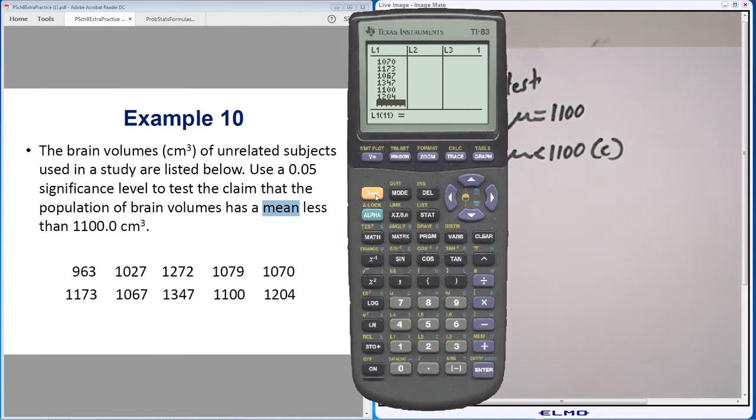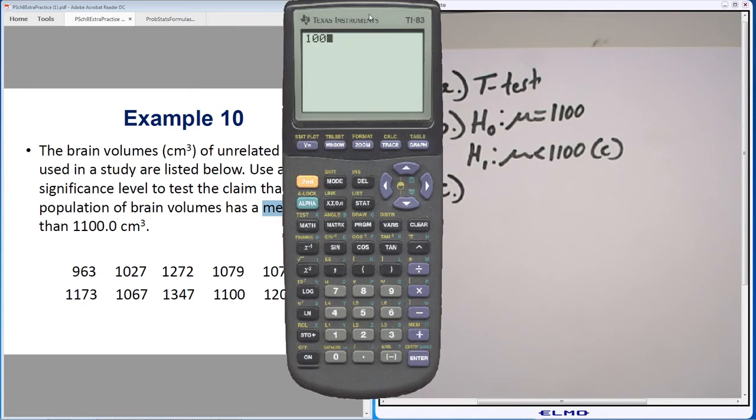To get out of my list, I press second mode, then stat, test. Number 2 is t-test. Select data. Mu sub 0 is the number from our problem. Just a second on that. All right, mu sub 0 is 1100. Having some technical difficulties today. There we go. Your list is L1. Be sure it says that. Frequency is 1. And make sure that your tail is matched up, less than, and I'm ready to calculate.